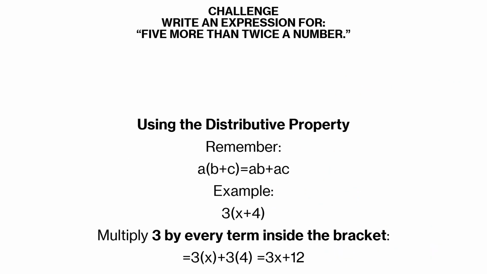Now this is the challenge. Write an expression: 5 more than twice a number. I believe that you got the answer correct. 5 more than twice a number means it's going to be 2x plus 5.